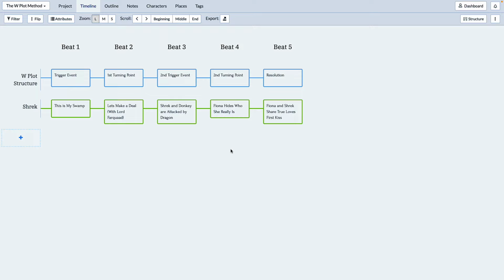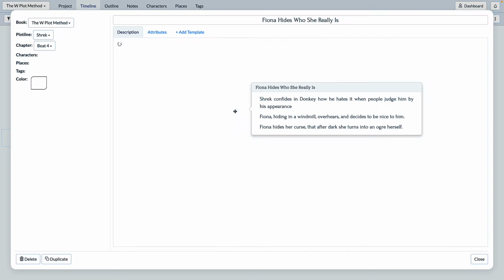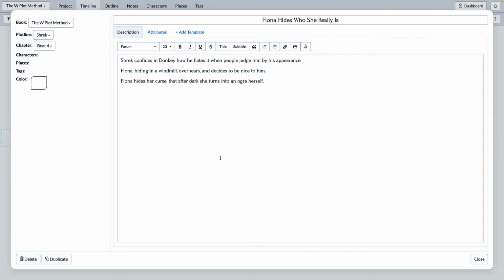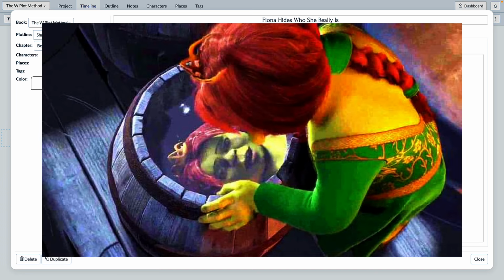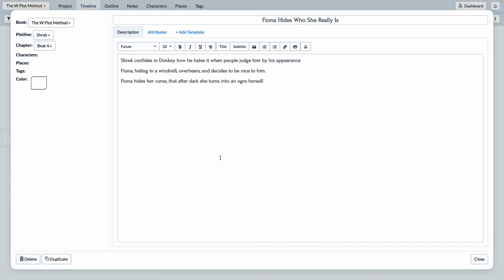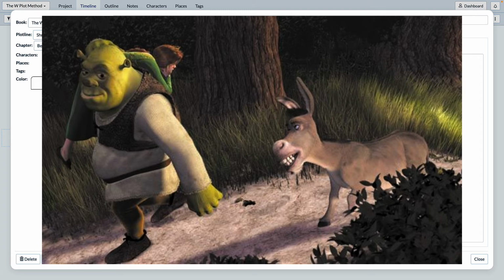Now, the second turning point, again in this story, is a little more complicated. Along the way, Fiona's been hiding who she really is. She goes and hides in a windmill at night so that Shrek cannot see that she turns into an ogre after dark. But Shrek confides in Donkey how he hates it when people judge him by his appearance. And Fiona realizes that maybe he's more relatable after all, and she decides to be nice to him. However, they have a period where they're nice to each other, but then towards the end, they have a fight, and Shrek basically turns her over to Lord Farquaad to go and be married, and they've reached the darkest point.